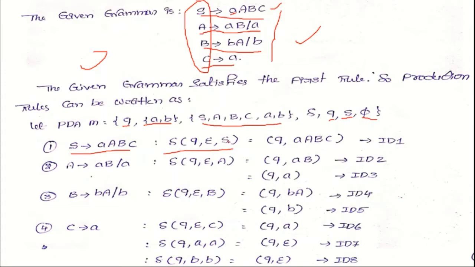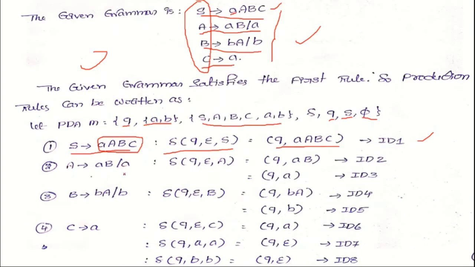So then we can replace whatever the RHS of production rule S. So that is BC. These symbols can be pushed into the stack. So that is (q, BC). It can be treated as some ID1. Next, from the second rule, A derives AB or A.